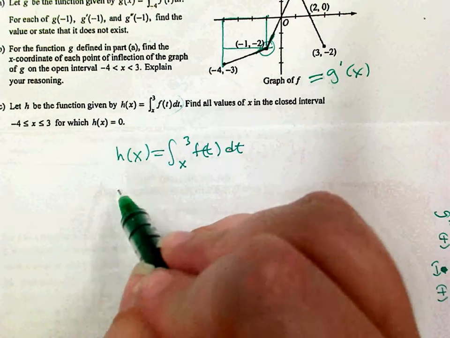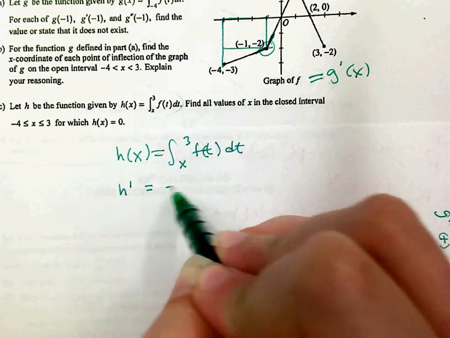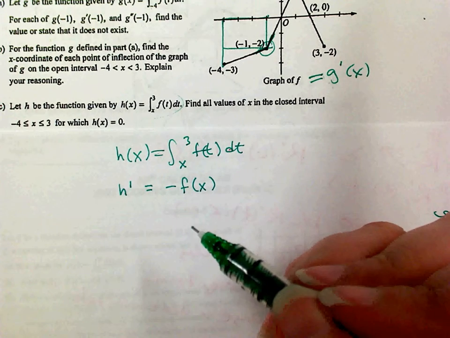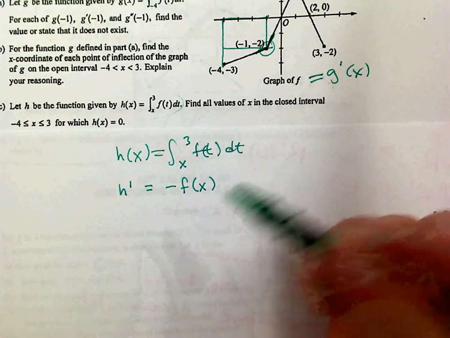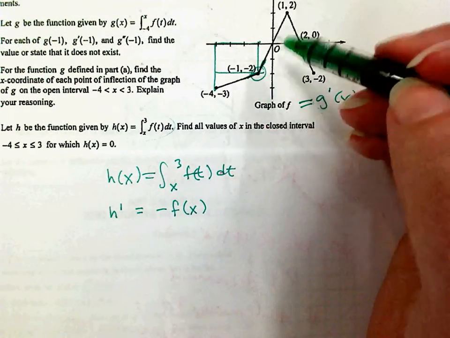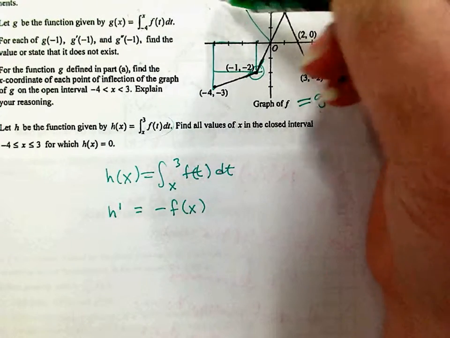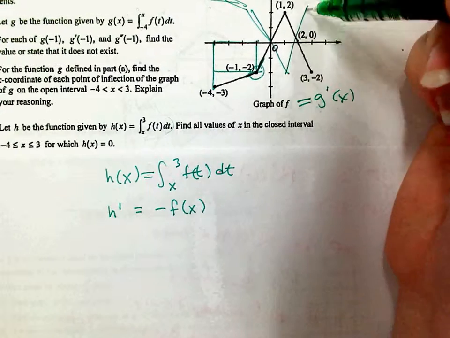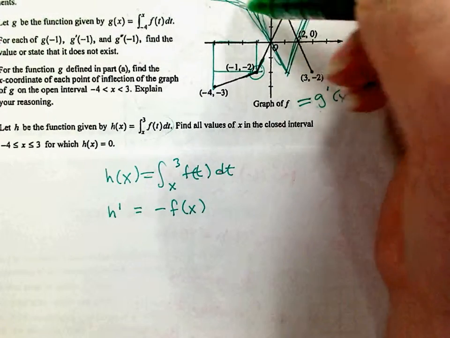Negative f of x? Okay. So what does a negative f mean? What does it do to the function? It just flips it, right? So now it looks like this. And then it does this number. Yeah? So I got that going on. Okay, when does h equal 0?